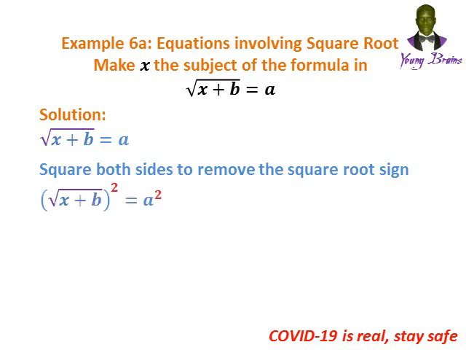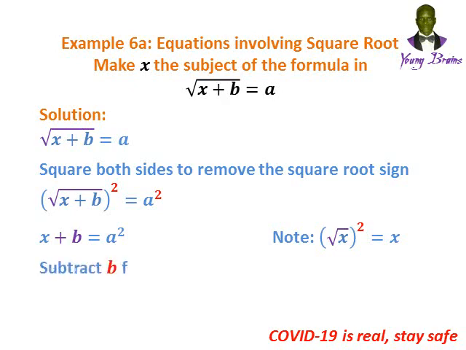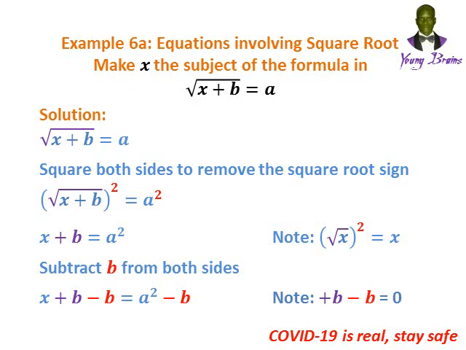So we have square root of x plus b, squared, equals a squared. When we square the left hand side, we are left with x plus b equals a squared. Noting that square root of x raised to power 2 equals x. We subtract b from both sides in order to remove b from the left hand side. So we have x plus b minus b equals a squared minus b.